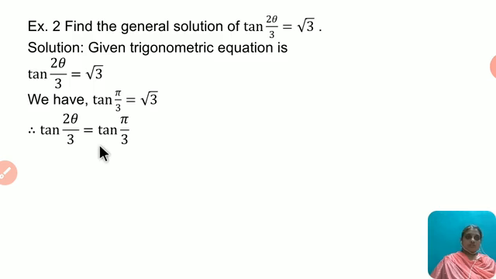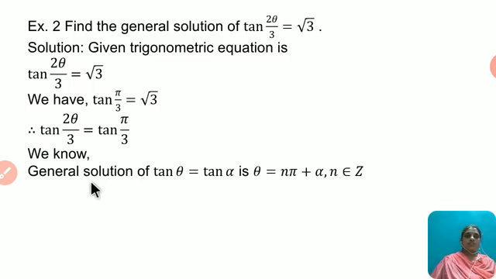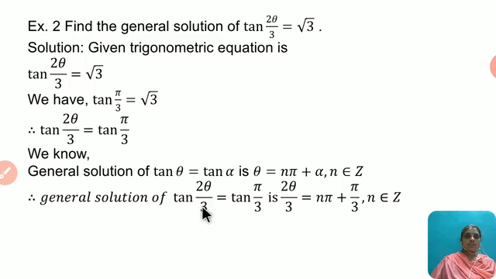to find the general solution, and that theorem is, if tan theta is equal to tan alpha, then the general solution is theta is equal to n pi plus alpha. So we use that theorem. We know the general solution of tan theta is equal to tan alpha is theta is equal to n pi plus alpha, n belongs to z. Now put here value of theta as 2 theta upon 3 and alpha as pi by 3, and therefore the general solution of tan 2 theta upon 3 is equal to tan pi by 3 is 2 theta upon 3 is equal to n pi plus pi upon 3, where n belongs to z.